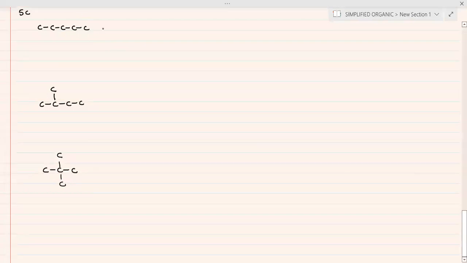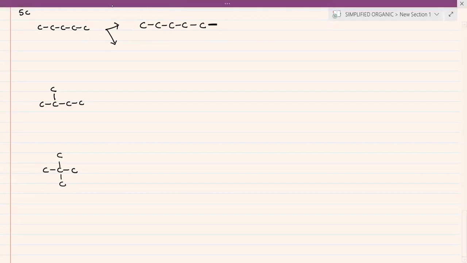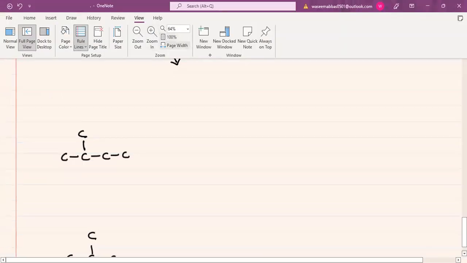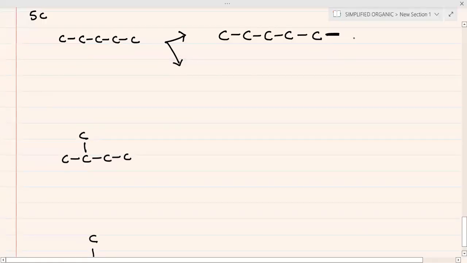Now please check this. If I ask you how many branches are possible, many are possible, but I'm going to cover whatever is there in the syllabus. So one branch is this: five carbons with the branch here. As you know, it's a normal one, so it is called n-pentyl.